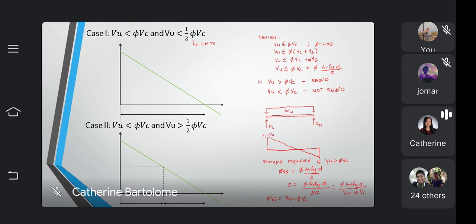Okay, so for case 1, kailangan ba natin ng stirrups or hindi? Hindi na. Okay, so if this is your VU max, and this is, okay, so for case 1, web reinforcement is not required.